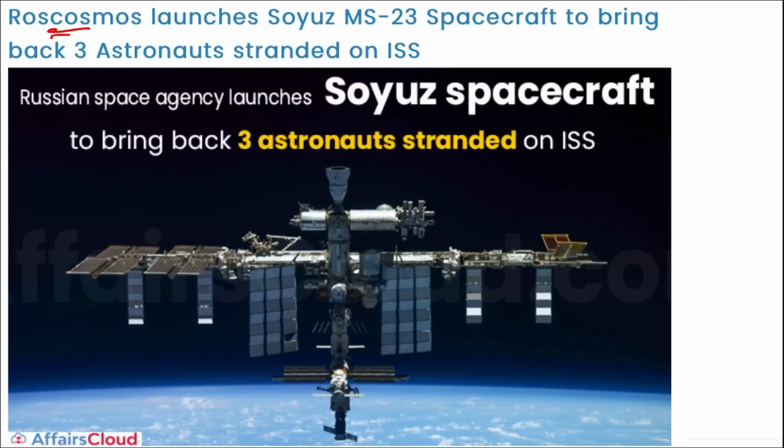Next is Roscosmos. Roscosmos is the name of the space organization of Russia, and they have launched the Soyuz MS-23 spacecraft to bring back 3 astronauts stranded on the International Space Station. So remember, a question can be asked: which country's space organization has launched a rocket or spacecraft to bring back 3 astronauts that are stranded on the International Space Station.